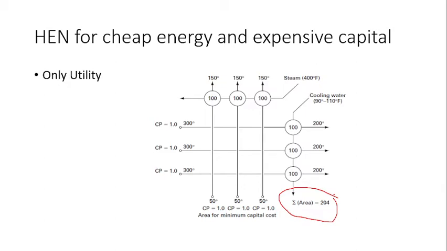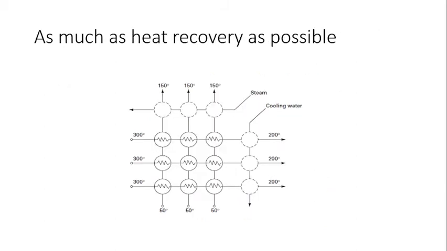And what I do is I make the summation of the area required, which is nothing but 204. So there is no process to process exchange. It is all utility which is supplying. Then what I have is I replace those utility exchangers with maximum possible exchange of energy.